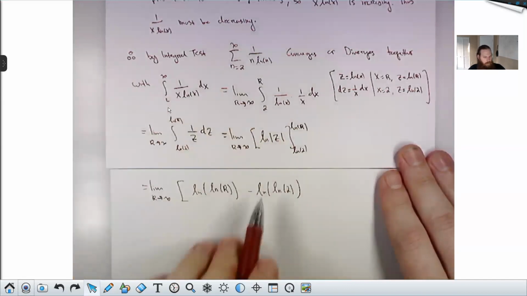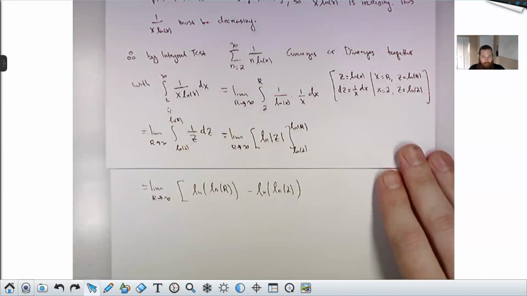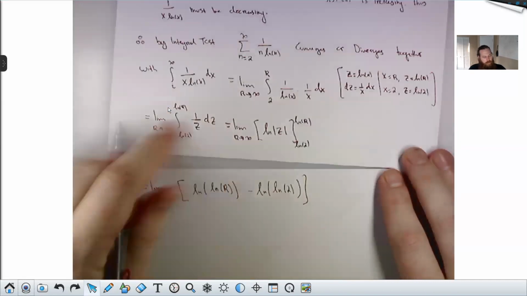Log, log, log, log. That's the sound. The sound of drowning analytic number theory snakes. Log, log, log, log. All right, I'm sorry, had to do it.